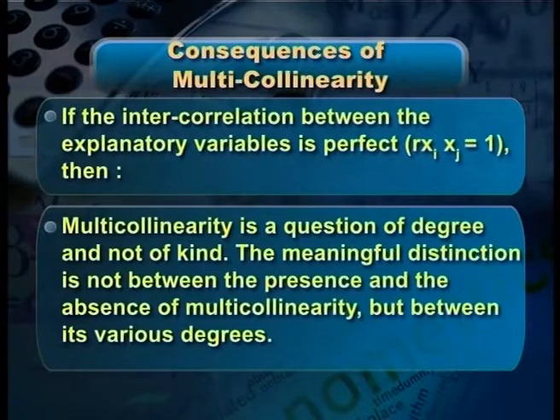In light of this, we have to detect the problem of multicollinearity. Then here is a question, how do we detect the problem of multicollinearity in a given data? Many writers stated that multicollinearity is a question of degree and not of kind. The meaningful distinction is not between the presence and the absence of multicollinearity, but between its various degrees, because to them multicollinearity is bound to take place, either in cross section data or in time series data.